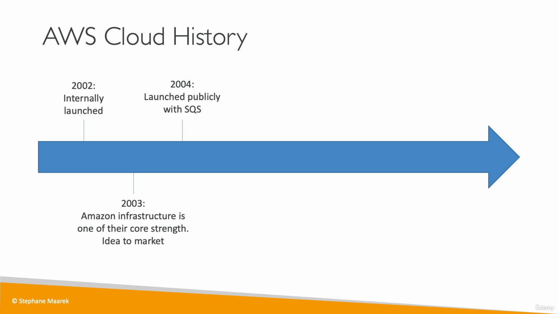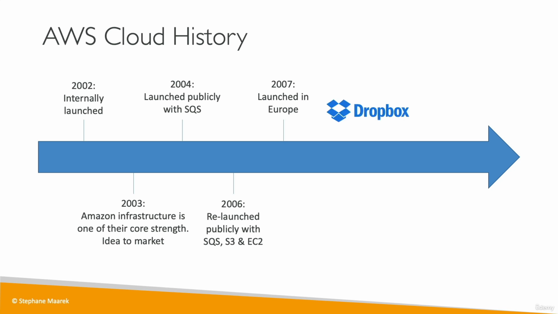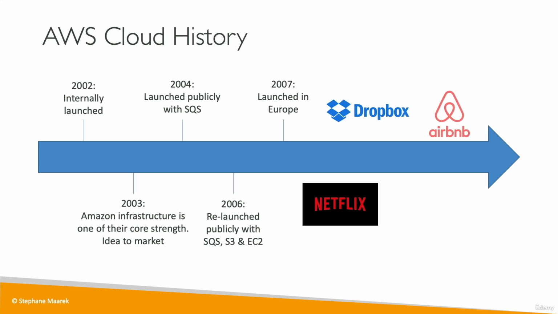So they launched their first offering publicly, which was SQS in 2004. In 2006, they expanded their offering and relaunched with the availability of SQS, S3, and EC2. Don't worry, we'll see all these services in this course. Then they expanded and said, you know what, we don't have to be just in America, we could be in Europe. And then fast forward to today, we have so many applications that used to run or are still running on AWS, such as Dropbox, Netflix, Airbnb, or even NASA.